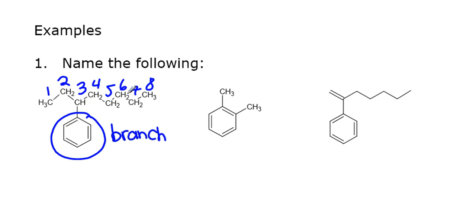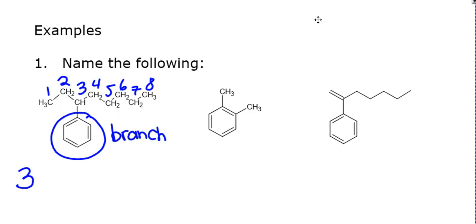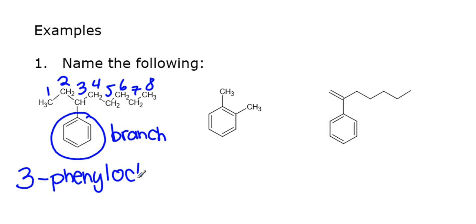No double bonds, triple bonds in here to worry about. So this is an alkane chain. I have a branch at number 3. So 3 goes up front. Then I'm going to put my dash. Then I'm going to write the branch name, which is phenyl. Then I've got 8 carbons, all single bonds. So this is 3-phenyloctane.